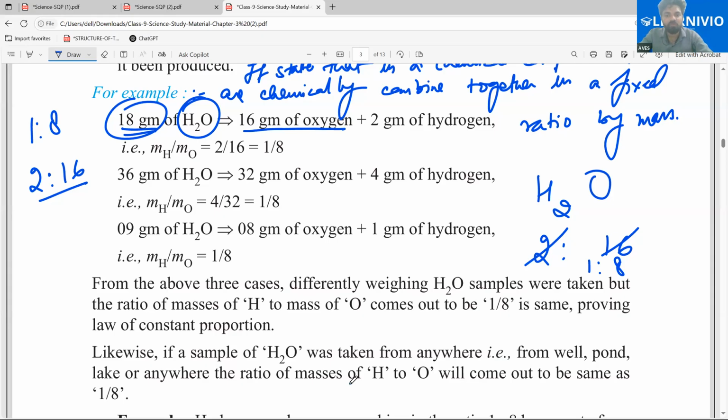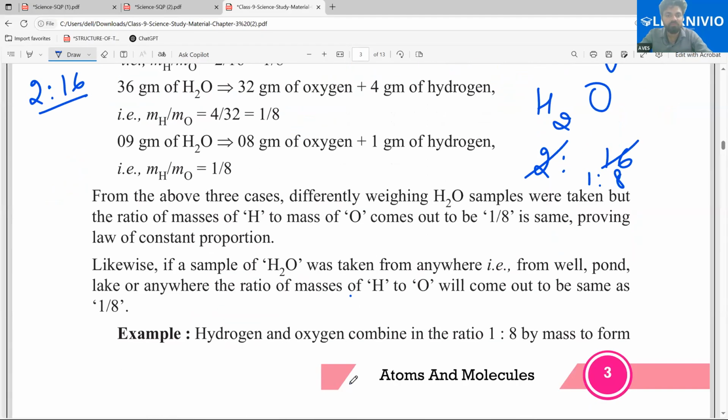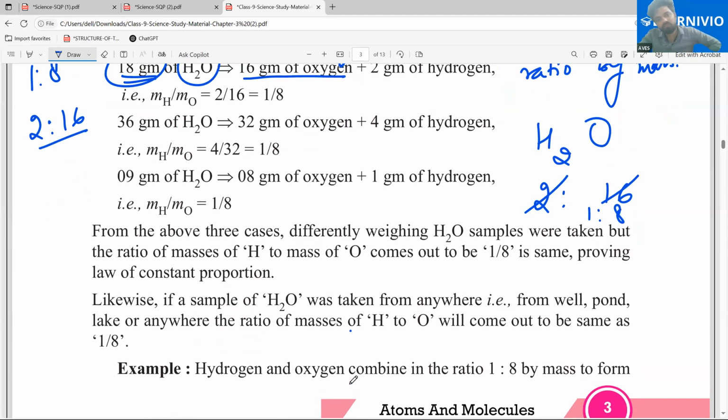You done? All of you noted? Should I move forward? No, sir. Write down this. From the above three cases, differently weighed water molecules we have taken, we find that the hydrogen to oxygen ratio is always 1:8, proving that it is a law of constant proportion.